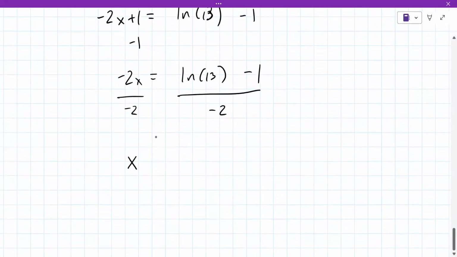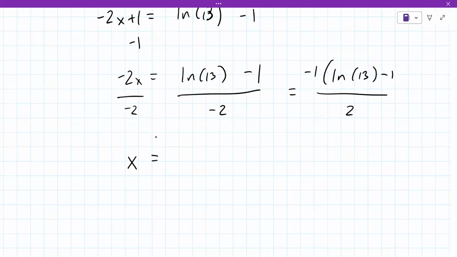So if you wanted to, you could clean the signs up a little bit. Like you can call this over 2 and then put a -1 in the numerator. And what that does is it flips the signs. It ends up being 1 minus natural log of 13 in the numerator over 2. Basically just distributing in that -1. Any of these are fine. They're happy with any of those. So whatever you want to do there.